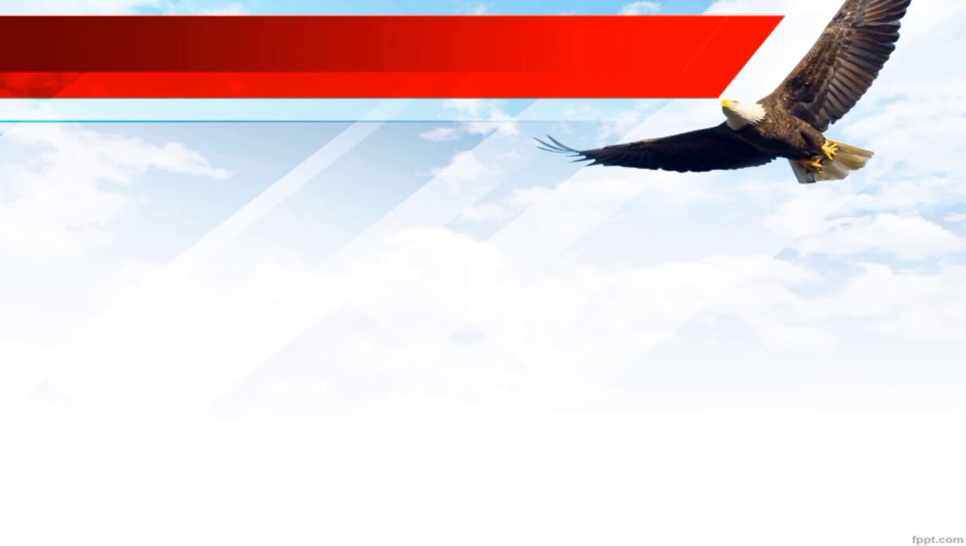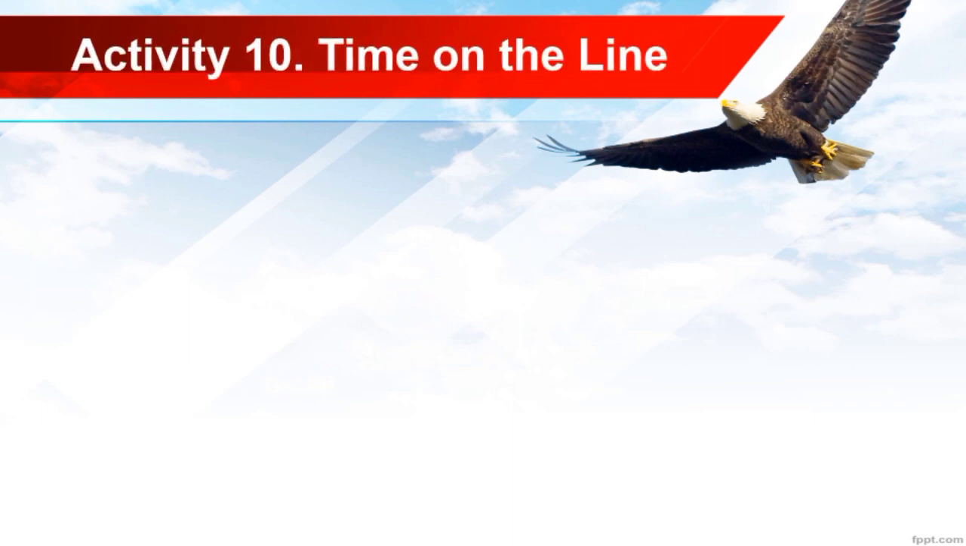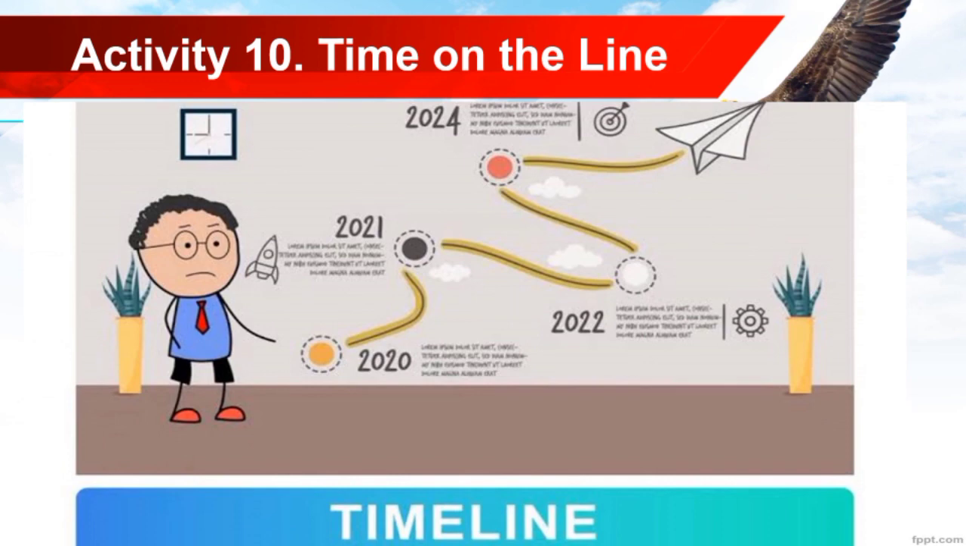I assume you had a beautiful outfit. Well done! And now, ladies and gentlemen, let's proceed to Activity 10. Time on the line. Read the text once again. As you read the story, imagine the places and the actions of the characters.